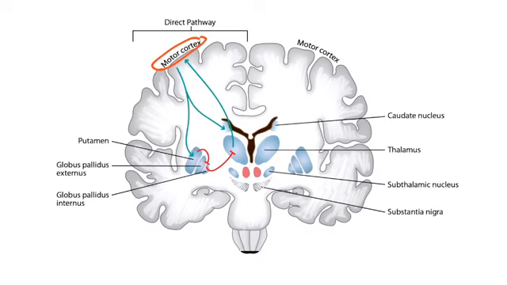So let's draw this out. We start up here in the motor cortex, which then sends signals to the striatum. So the caudate right here, and the putamen right there. The neurotransmitter released into the striatum is glutamate. Now this is an excitatory neurotransmitter, which is why these arrows are green, as in go.